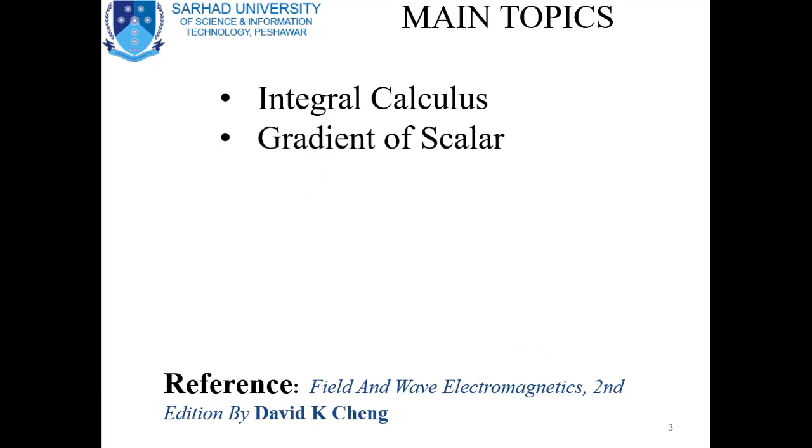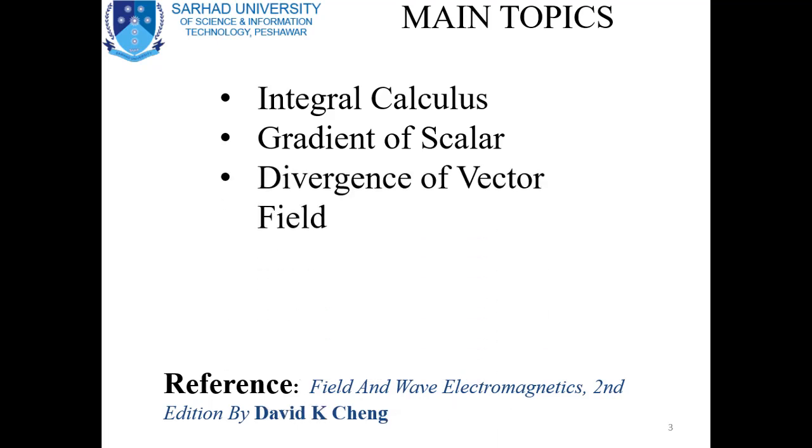the gradient of a scalar field, in which we will discuss the maximum space rate of variation of a function in a specific direction, and then we will discuss the divergence of a vector field. The spread of a vector field is known as the divergence, and our last topic of this lecture will be to discuss the divergence theorem, which relate the volume integral with the surface integral.